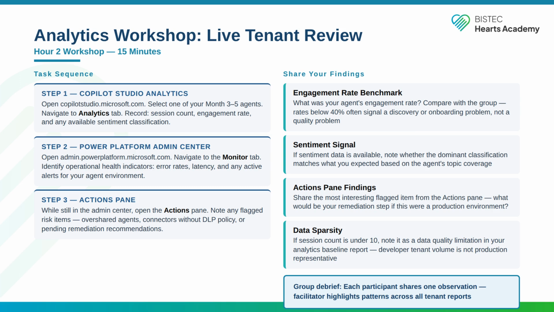Step 3. While still in the Admin Center, open the Actions pane. Note any flagged items, overshared agents, connectors without DLP policy coverage, or pending remediation recommendations. These findings should inform your deliverable for responsible AI audit. When you share your findings with the group, I want to hear 4 things. Your engagement rate and whether it surprised you, whether your sentiment data was available and what it showed, your most interesting actions pane finding, and whether you had a data sparsity problem.